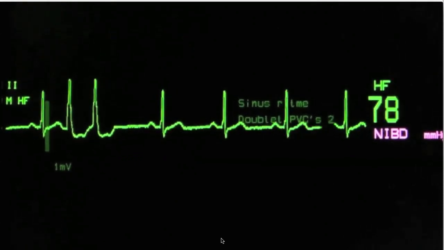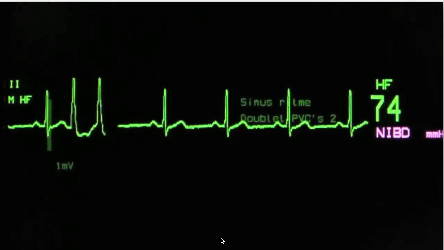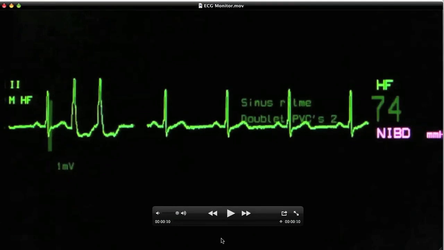And in order to read an electrocardiogram, you have to know something about electricity. So that's what this lesson is all about. This lesson has to do with the basic electrical concepts that you really need to know in order to be able to read an electrocardiogram.